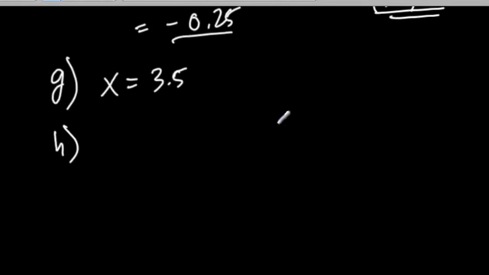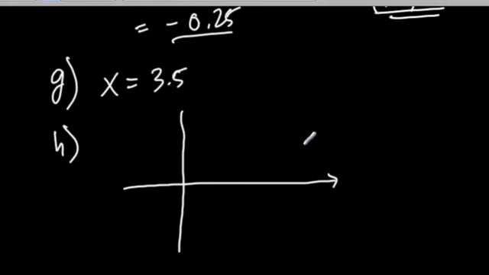Let's do H. H basically says draw a sketch of it. So we have to use all the information that we've been given to help draw the sketch. Okay? So we know that our x-coordinates are 3 and 4. I'm not drawing it to scale here, but I just want to basically draw a rough sketch of how the parabola would look. We know that our axis of symmetry will be halfway through this, right?